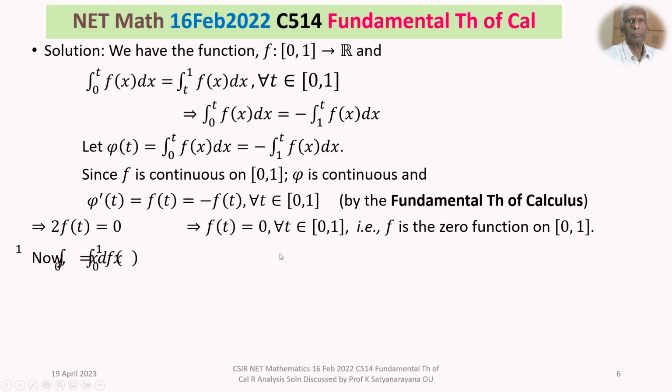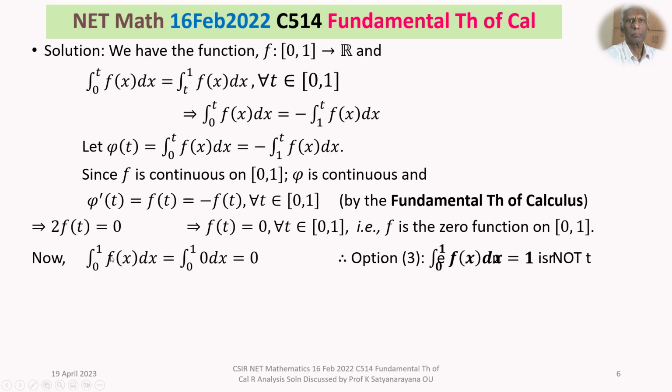So now integral 0 to 1 f of x dx, f is a zero function. For every x, f of x is 0. So integral 0 to 1 of 0 dx is 0. Therefore, option 3, integral 0 to 1 f of x dx is equal to 1, is not true. Option 3 says the integral 0 to 1 f of x dx is 1, but it is 0 because f is the 0 function. Therefore, option 3 is not true.